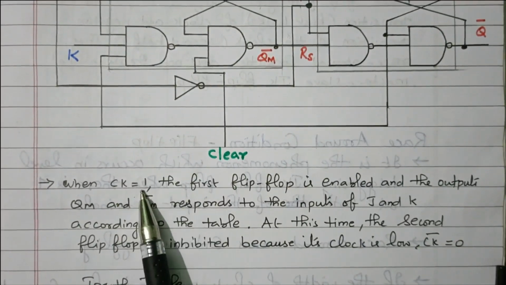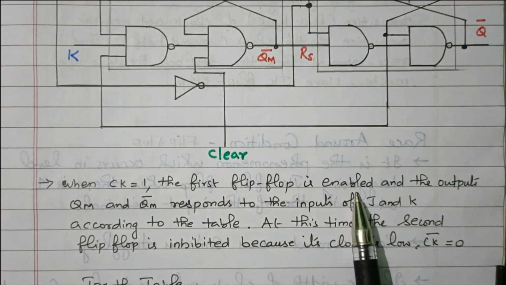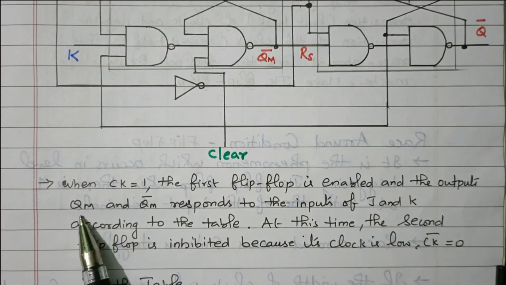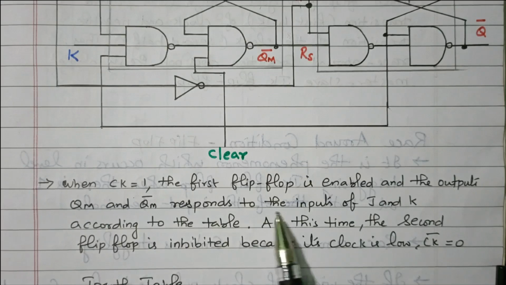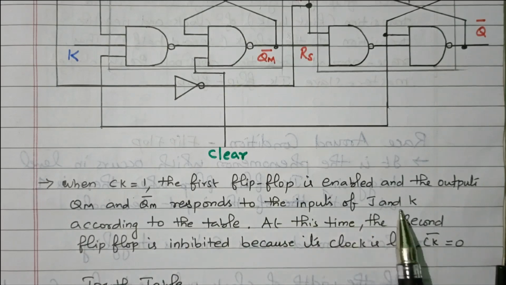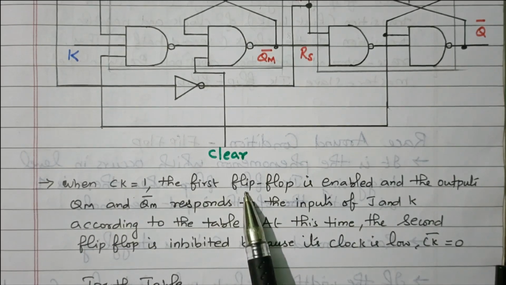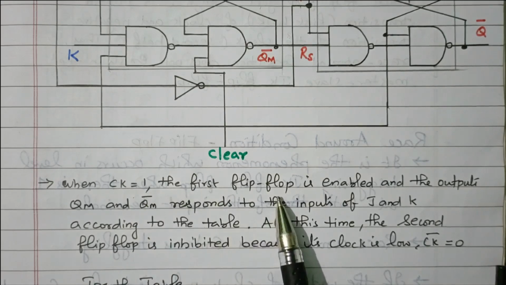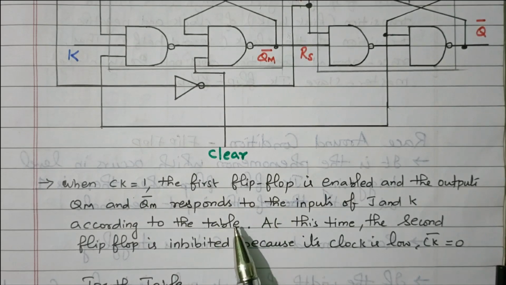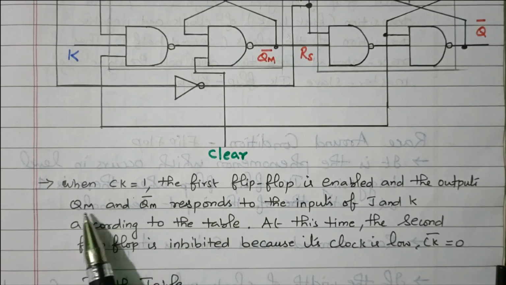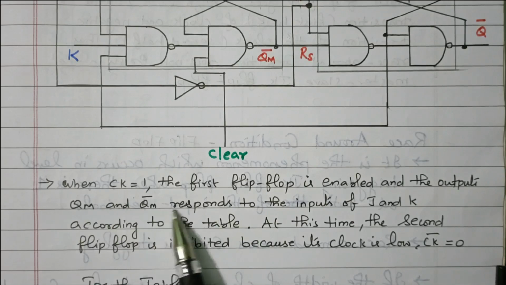When the clock pulse is equal to 1, the first flip flop is enabled and the outputs QM and QM bar respond to the inputs J and K according to the table. So when the clock pulse is 1, only the first flip flop will be enabled, because the second flip flop is getting the inverted clock pulse, so the clock pulse becomes 0 for the second flip flop. Only the first flip flop is enabled. So based on the truth table, the values of J and K, the output present state and inverted present state will be available.